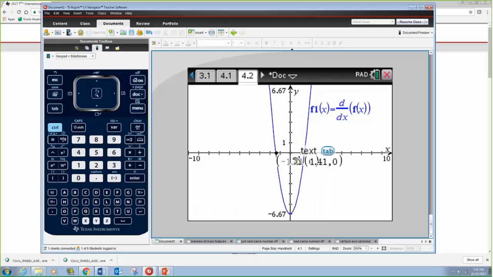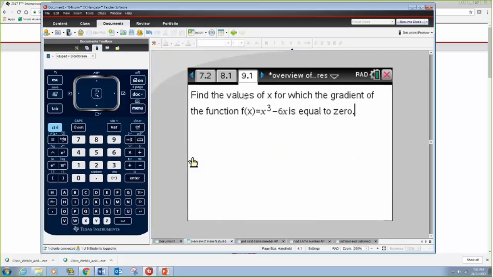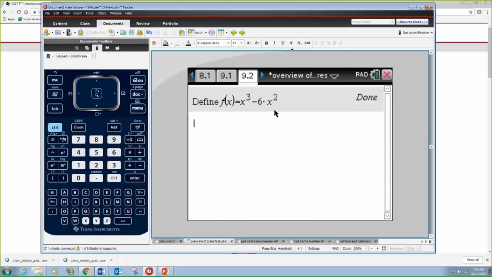So that's an easy way for the students to get the numerical values if they ask for them, and students will not be asked for the exact values. They will always be asked for the numerical values when the gradient is 0. We can also look at a similar question here. That was the one we just did.